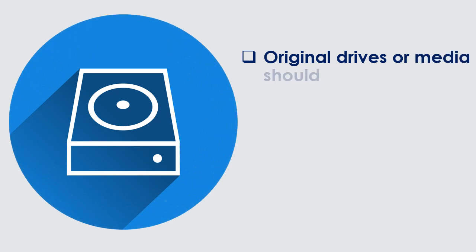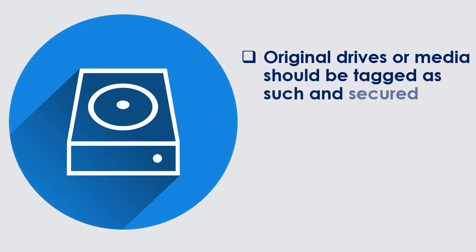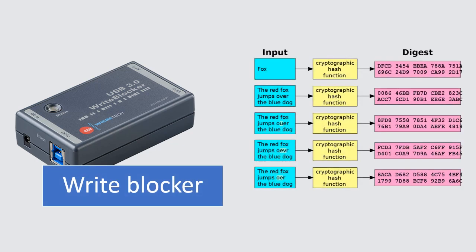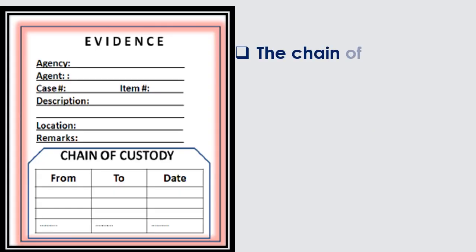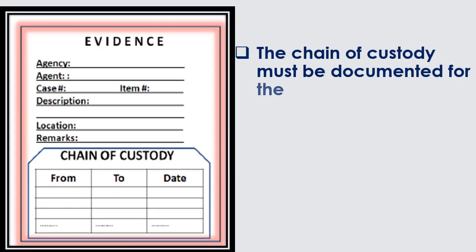Original drives or media should be tagged as such and secured. One copy should be marked as the primary or best evidence copy, it should be secured, and no changes should be made to it. Perform all analysis of the data on a separate copy, never the original or the best evidence copy. To preserve the integrity of the files and prove that they haven't changed, analysts can use a write blocker and calculate message digests before and after the files were collected and copied. The chain of custody must be documented for the original or best evidence copy.